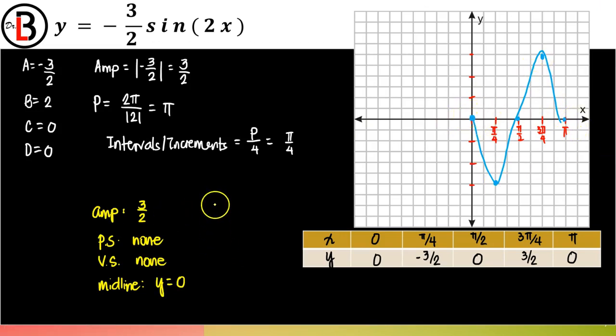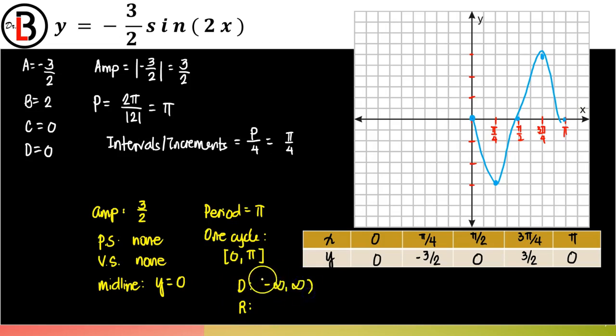And then if I ask you the period, equal to pi, and then one cycle would be from 0 up to pi. But if I ask you for the domain and the range, the domain, of course, would be all real numbers. So from negative infinity to positive infinity. The range, the lowest and the highest. The lowest would be negative 3 halves. The highest would be positive 3 halves. Okay? So let's go to the next.